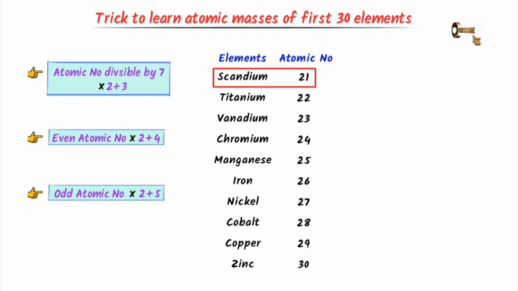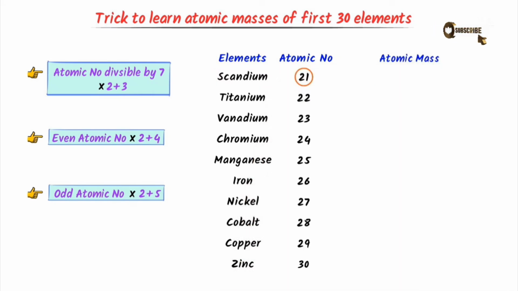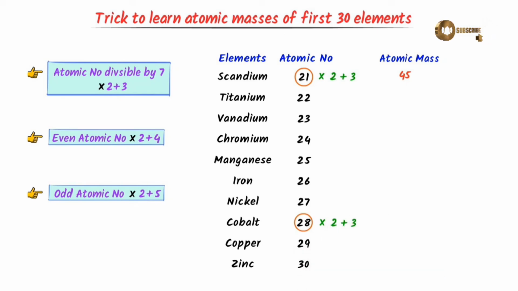We know that the atomic number of scandium is 21 and it is divisible by 7. So I multiply it by 2 and I add 3 to it. I get 45. Secondly, the atomic number of nickel is 28 and it is divisible by 7. So I multiply it by 2 and I add 3 to it. I get 49. Now the atomic number of titanium is 22 and it is even number.